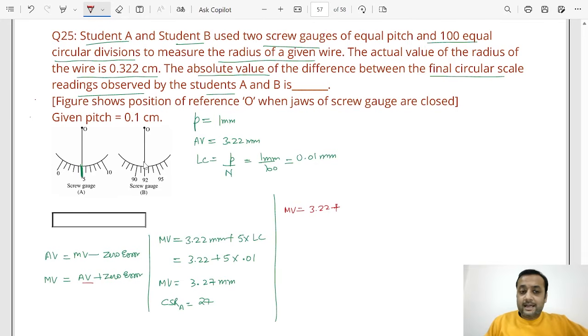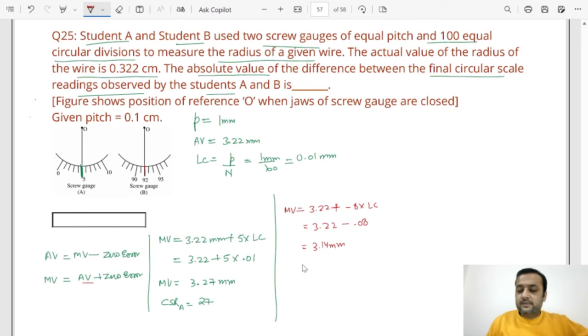Zero error will be negative for this because the reading is 92. So you can say that it has a negative zero error of minus 8. You can say 100 minus 92. If you remember, it is done from the opposite side. So 100 minus 92, that means minus 8 into least count. So this will become how much? 3.22 minus 0.08. So this will become 3.14 mm.